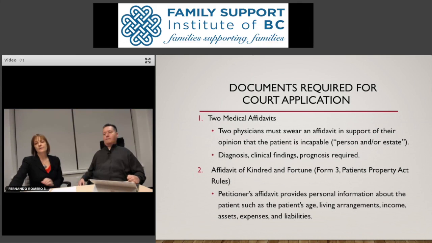And then the affidavit of kindred and fortune, and again, this is the kind of language that's used in an older statute. What that actually means is who are the family and what are the adult's assets. And so you set out a lot of detailed personal information about the adult and about yourself as the petitioner. You provide the patient's age, their current living arrangements, their anticipated plan for care, and their income, assets, expenses, and liabilities.